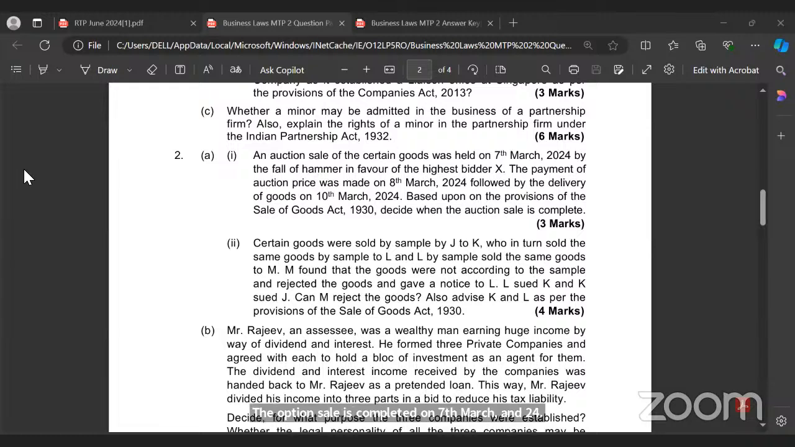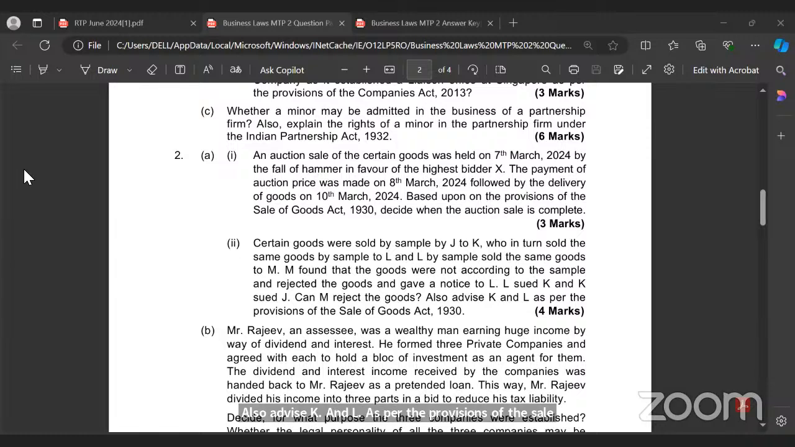Next one. Second one: certain goods were sold by sample by J to K, who in turn sold the same goods by sample to L, and L by sample sold the same goods to M. M found that the goods were not according to the sample and rejected the goods and gave a notice to L. L sued K and K sued J. Can M reject the goods? Also advise K and L as per the provisions of the Sale of Goods Act 1930. 4 marks.